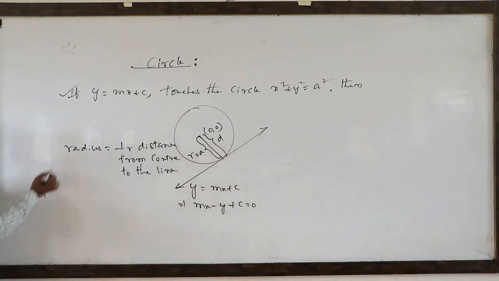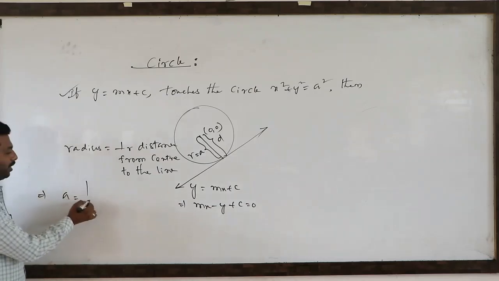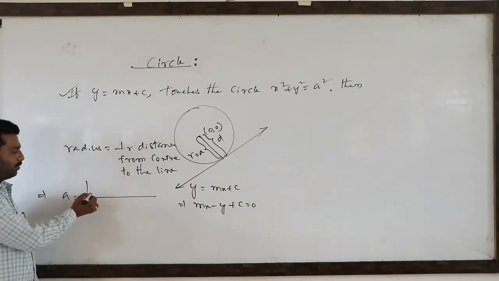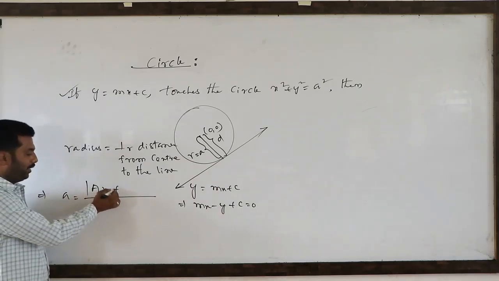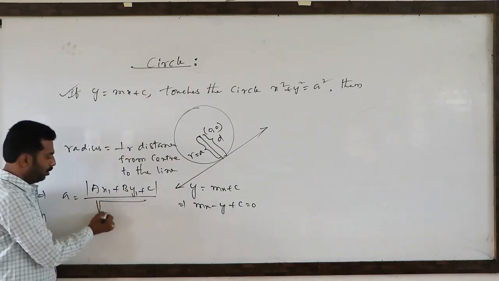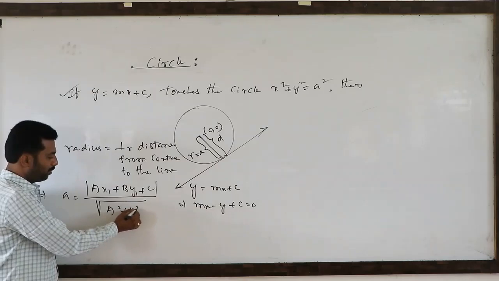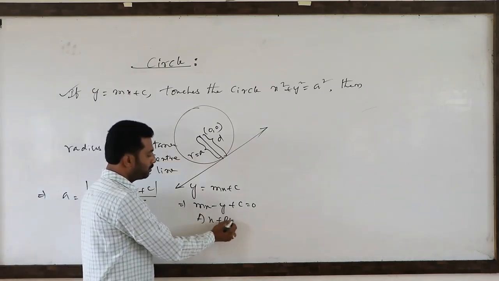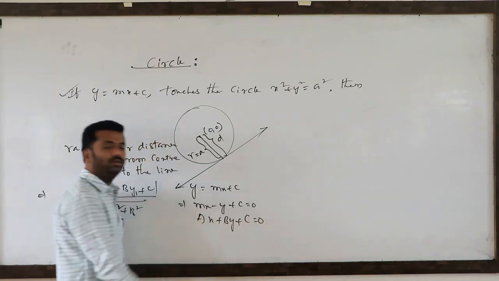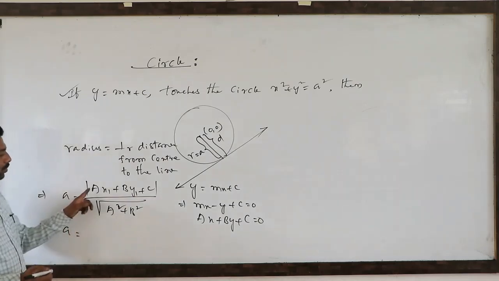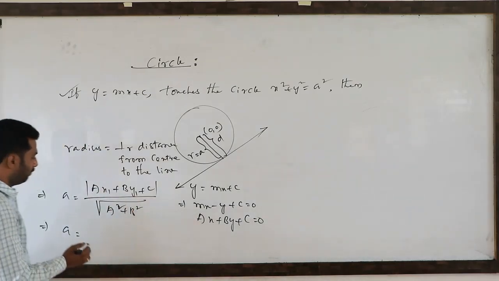Okay. So what is the radius in our case? A. What is the perpendicular distance from the center? What is the formula? Ax1 plus By1 plus C divided by root of A square plus B square, when this line is of the form Ax plus By plus C equal to 0 type. You tell me, A equal to, A means M.